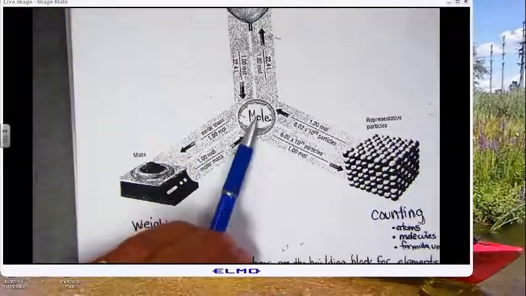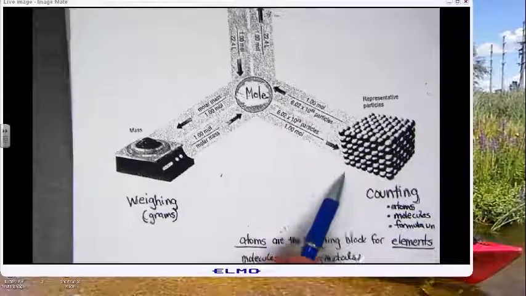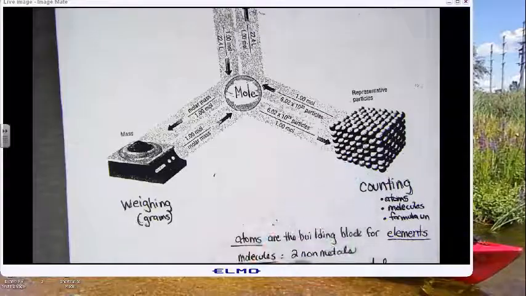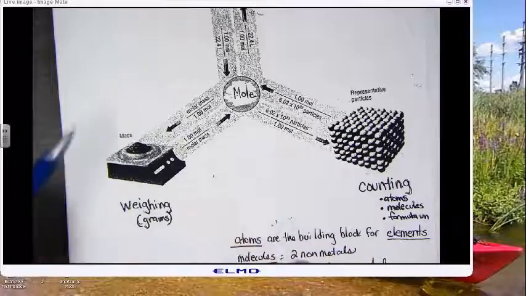Let me check my mole map. Moles is in the center, but formula units now is over here. The formula units are representative particles when you're dealing with ionic compounds. That means I'll place Avogadro's number on the top, 1 mole on the bottom.